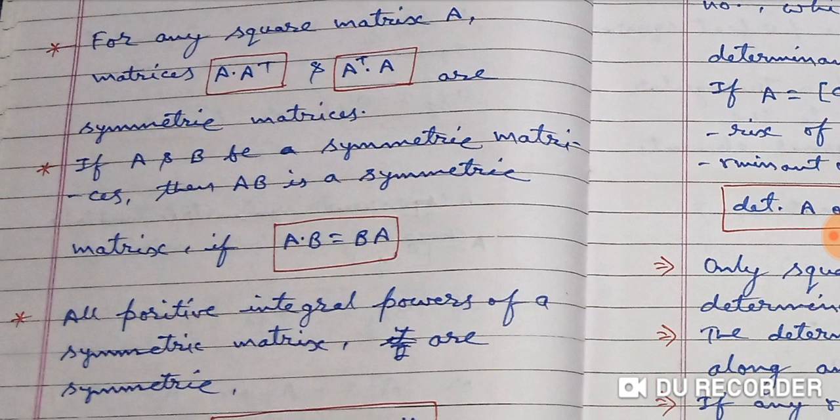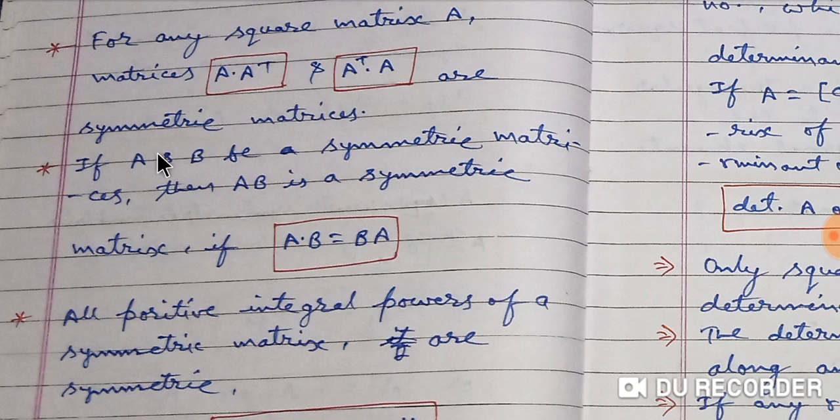This says that for any square matrix A, the matrices A times A transpose and A transpose times A are symmetric matrices. That means the product of a matrix and its transpose, and the transpose and its matrix. So both these products are symmetric matrices.